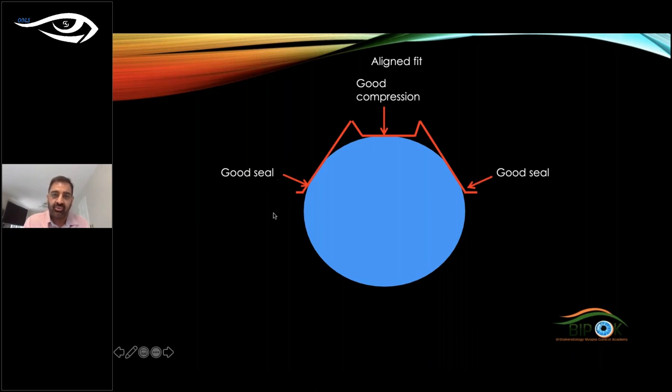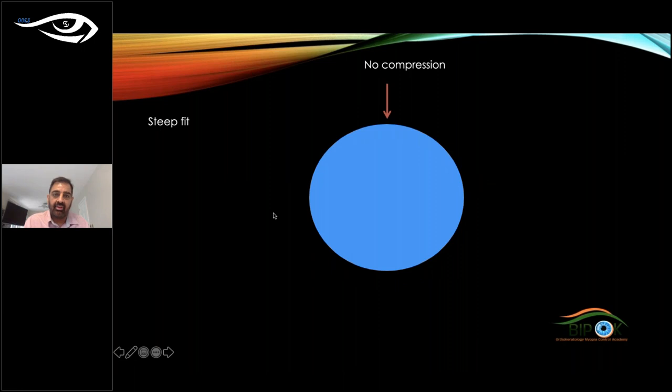But let's see if we do it slightly different. A stiff fit. Now what happens with a stiff fit if the alignment is too stiff here? Then there's not going to be any compression. And therefore, you will not get a correction.